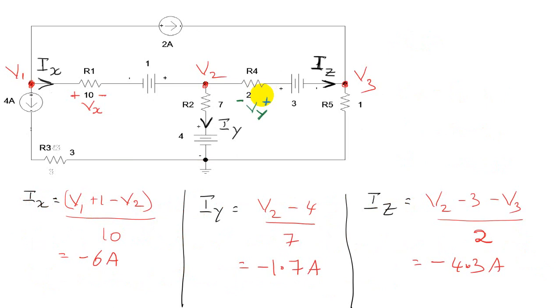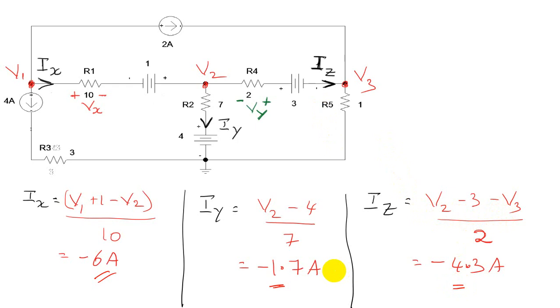Ix, as we know, the formula is (V1 plus 1 minus V2) divided by 10. You get the answer as minus 6 amperes. Similarly, Iy is the current going down from V2, (V2 minus 4) divided by 7. You get minus 1.7. Iz is the current going right from V2, (V2 minus 3 minus V3) by 2. You get the answer as minus 4.3.